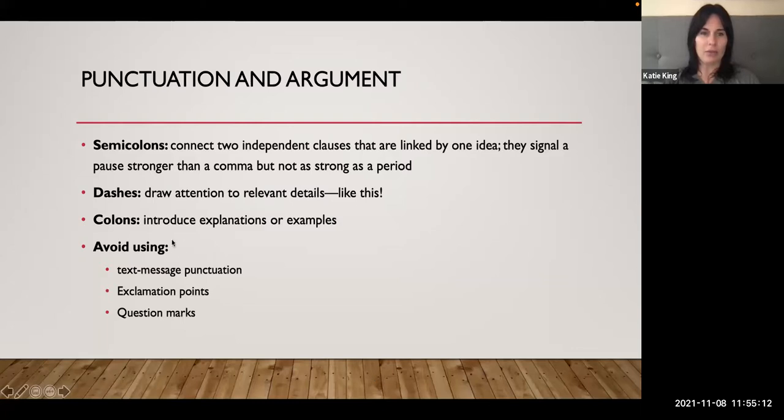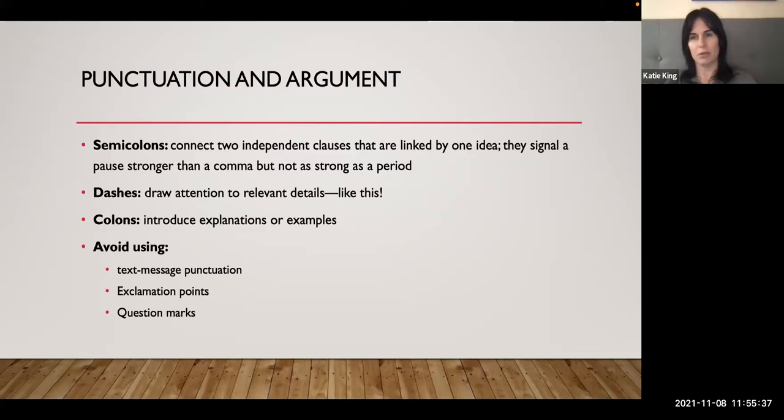Like if we look at the next one, we have a colon right here. And again, on the left-hand side, the things to avoid using. And well, what are their actual real life parallels or examples? Text message punctuation, exclamation points, and question marks. These are things, so this will move me on to my next point. What are the things that we shouldn't use in academic writing?